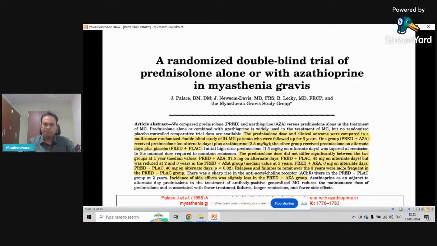as a maintenance therapy, and they found that the prednisolone dose did not decrease significantly in the first year of follow-up, but gradually over the period of years, that is at 2 years and 3 years, the dose of steroid which is used to keep the patient in remission got significantly reduced, and the incidence of side effects related to therapy in patients receiving azathioprine and prednisolone is significantly less compared to the other group.